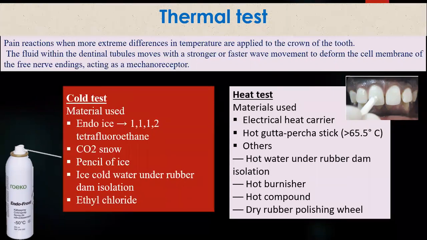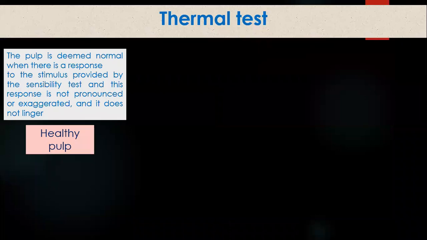So we may go for a cold test, which is considered an ideal test for pulp vitality, or we can go for the heat test, or the pencil of ice, or ice under rubber dam isolation. Out of the cold tests, the most reliable is considered to be cold CO2 snow, that is, the endo frost, which is one of the tests that can be used. Next, we have the heat test for cases of irreversible pulpitis. So how can we diagnose? Through the thermal test, basically.